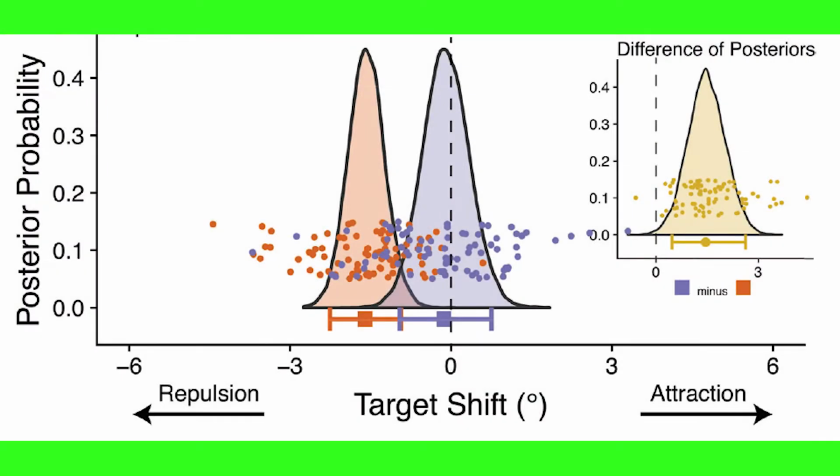As you can see here, the data from the condition with no filler, shown in orange, cleanly replicated the roughly 2-degree negative bias that was found in earlier experiments. But the data from the condition with a filler, shown in purple, gave no evidence for a bias at all.